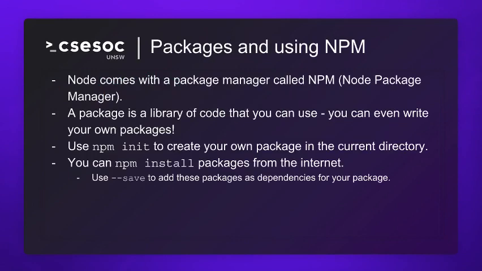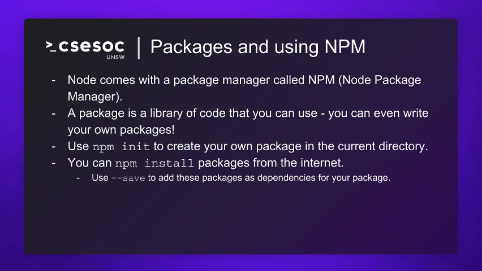So Node comes with its own package manager. If you're using Ubuntu, you'll probably have apt or something like that. Or if you're using another distribution, you'll have some kind of package manager. Node has its own package manager as well. So a package is a library of code that you can use, and you can even write your own packages. So what we're going to be doing is creating our own Node package, which is going to contain all of our script files, and that's going to be our to-do list server.